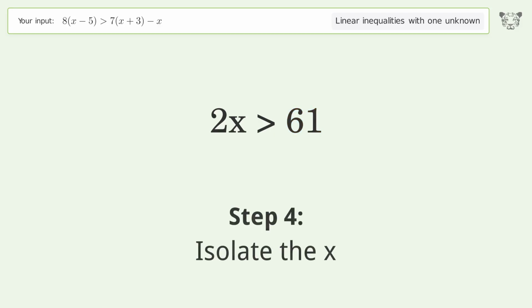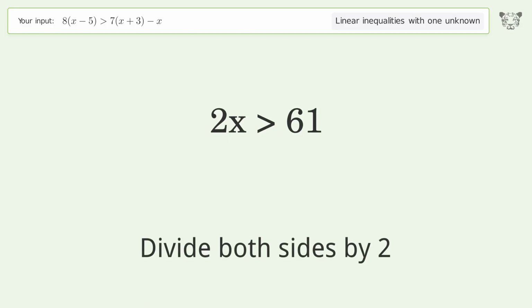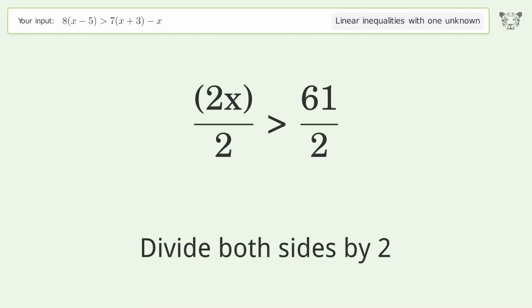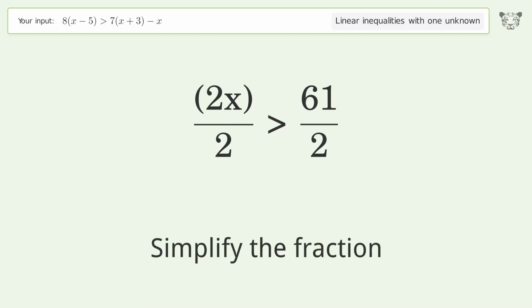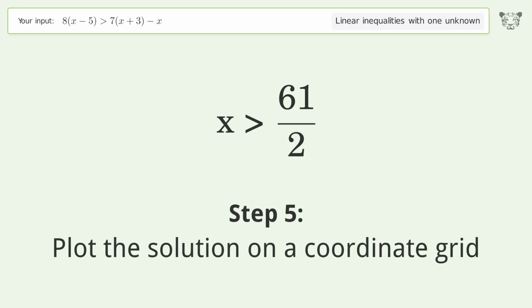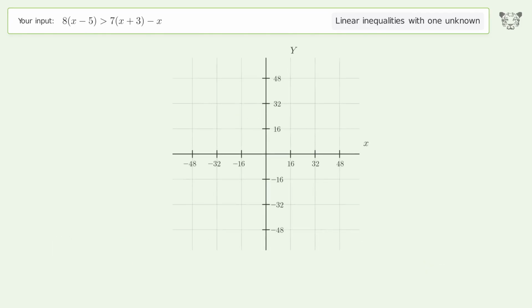Isolate the x. Divide both sides by 2. Simplify the fraction. Plot the solution on a coordinate grid. And so the final result is x > 61/2 > 301/2.